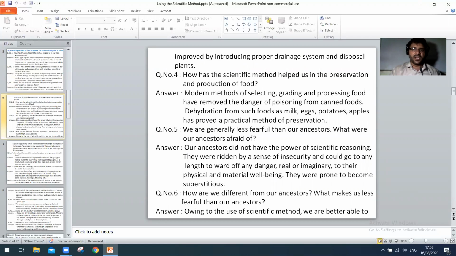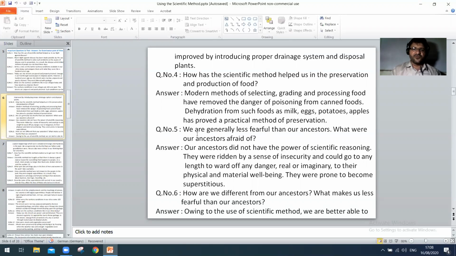Question number four. How has the scientific method helped us in the preservation and production of food? Answer. Modern methods of selecting, grading, and processing food have removed the danger of poisoning from canned food. Dehydration of such foods as milk, eggs, potatoes, apples has proved a practical method of preservation.